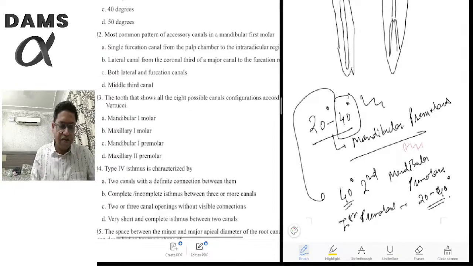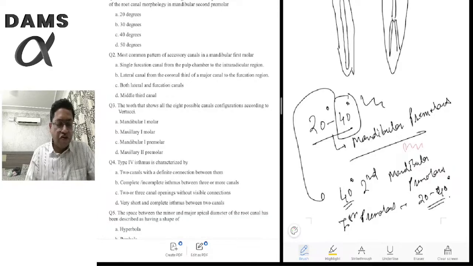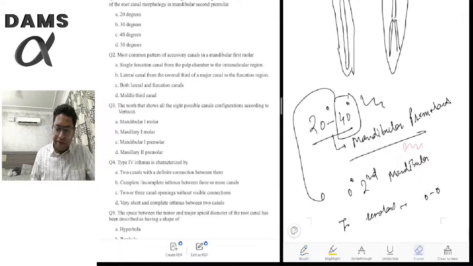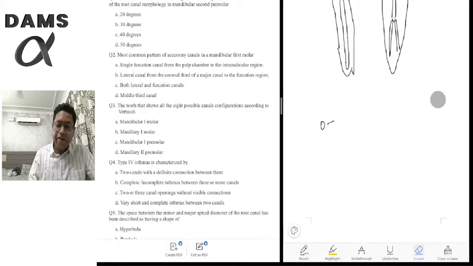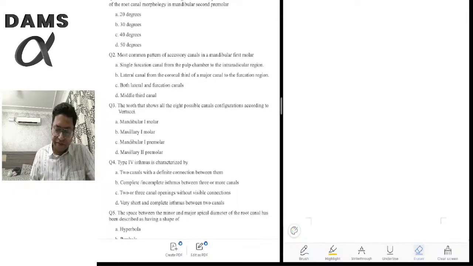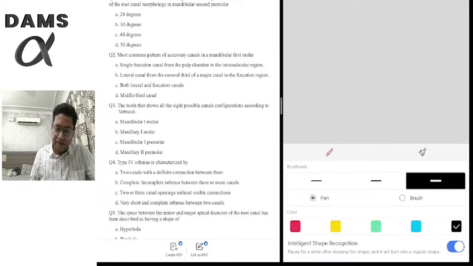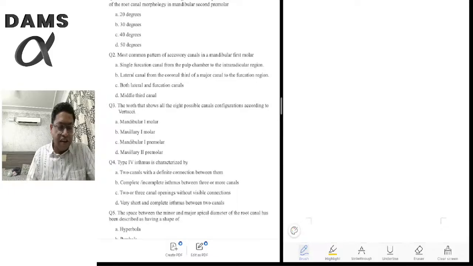Okay, I'll move over to question number 2. The most common pattern of accessory canals in a mandibular first molar is... Now it is talking about the pattern of accessory canal in a mandibular first molar. A single furcation canal from pulp chamber to the intraradicular region, lateral canal from the coronal third of a major canal to the furcation region, both lateral and furcation canals, middle third canals.